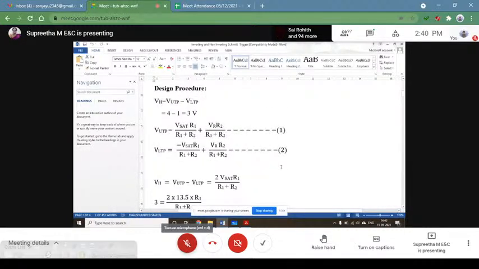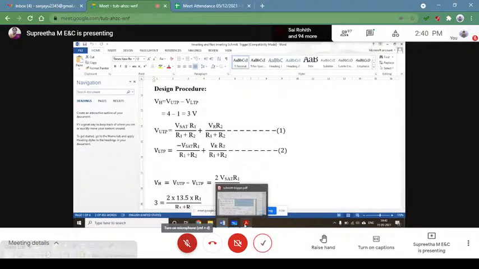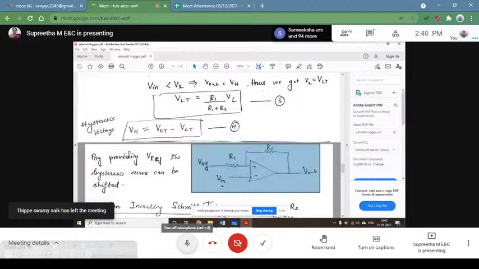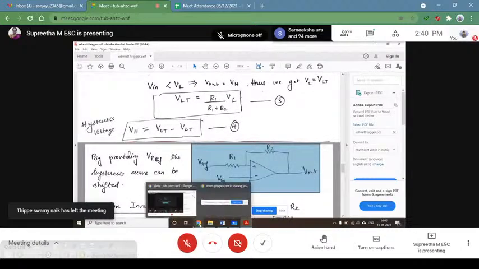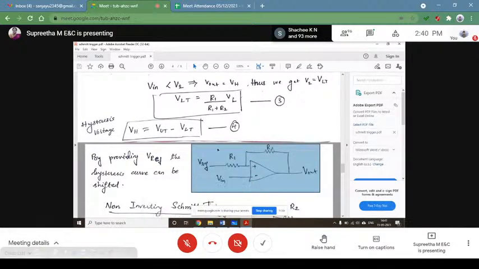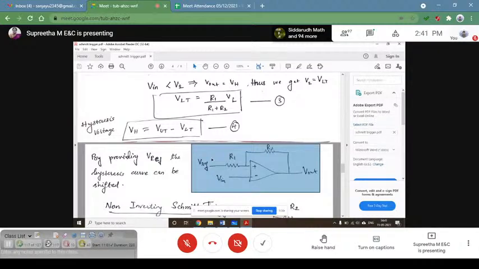Is it not simple, guys? Once you know how the Schmitt trigger circuit works and the basic expressions, you can solve the problem. Okay? I hope you guys are all clear with whatever is being discussed now. Shall we proceed with the design of a non-inverting Schmitt trigger circuit?